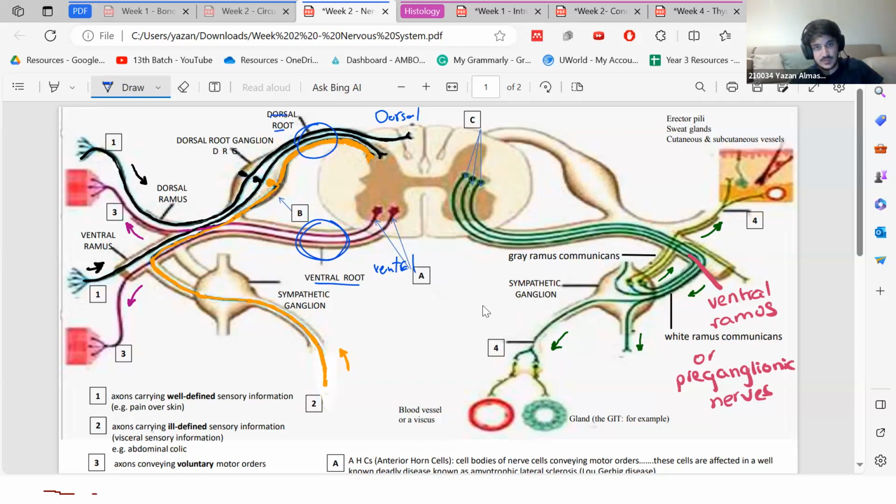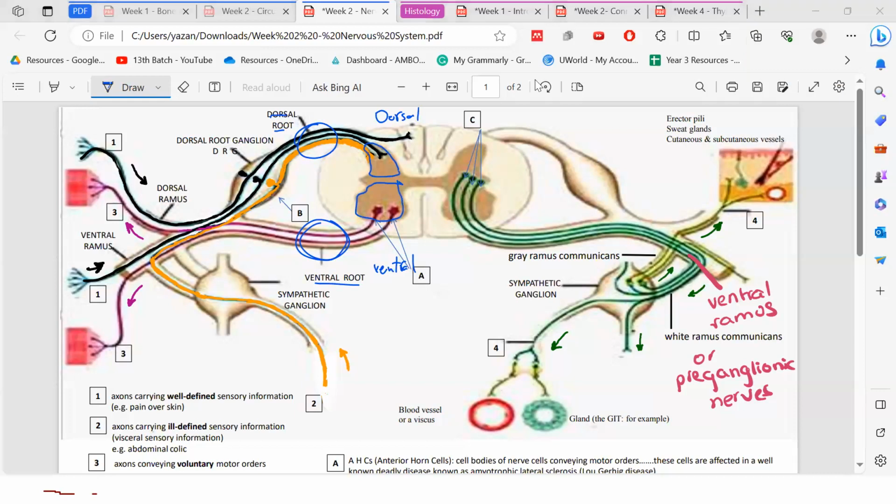We also have the gray matter. So this is the dorsal gray horn, and this is the ventral gray horn. Okay, is it clear so far? Yes. And then we have the dorsal root ganglion. This has the cell body of the sensory neuron.